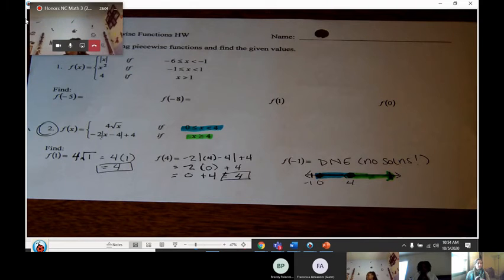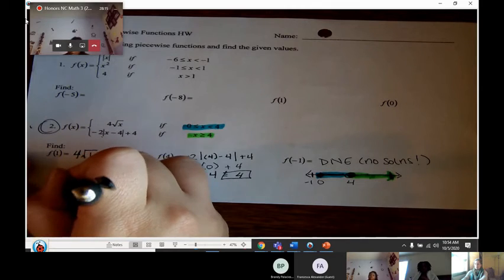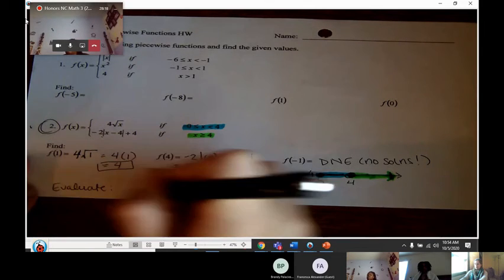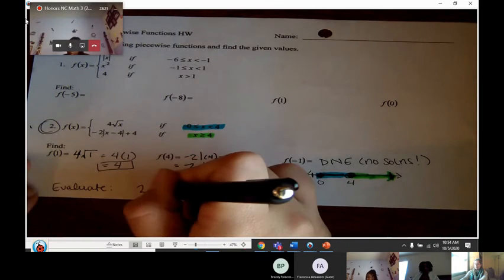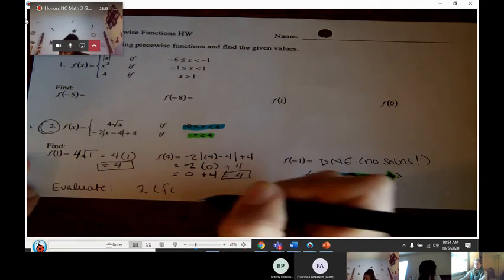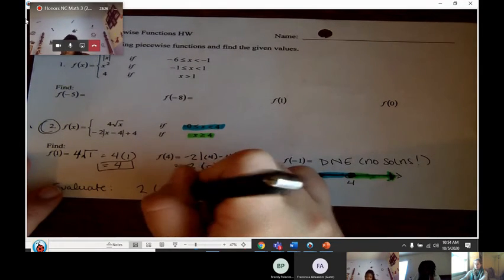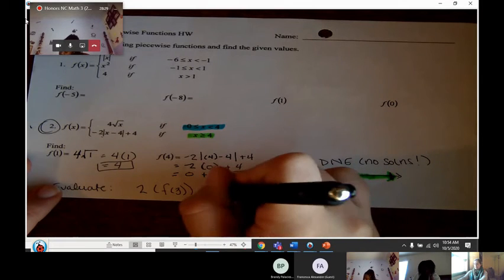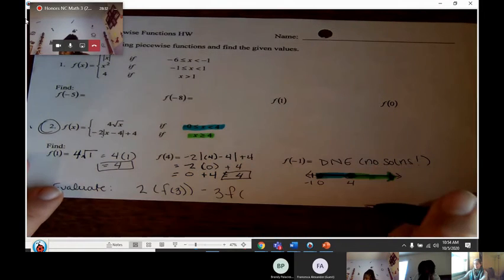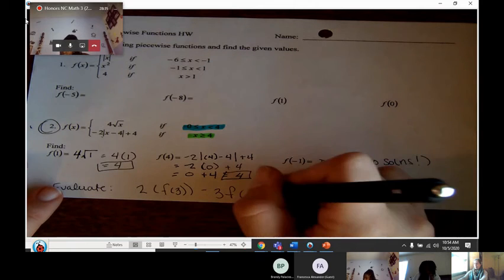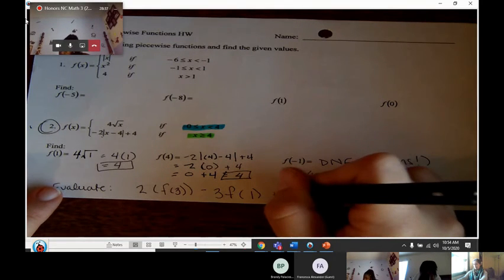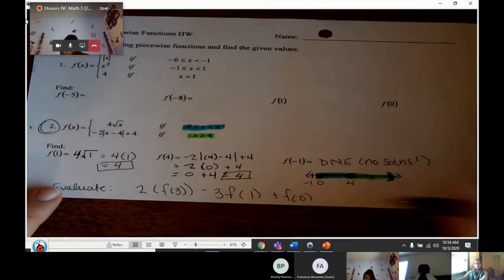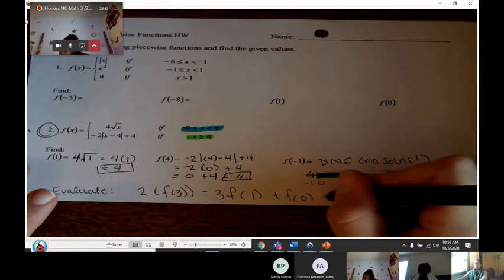Okay, perfect. Yeah, I feel like the number line helps out a little bit when you're looking at the domains. Okay, so now what if I gave you: evaluate 2 times f of 3 minus 3 times f of 1 plus f of 0. If I gave you something like that, would you guys know what to do?